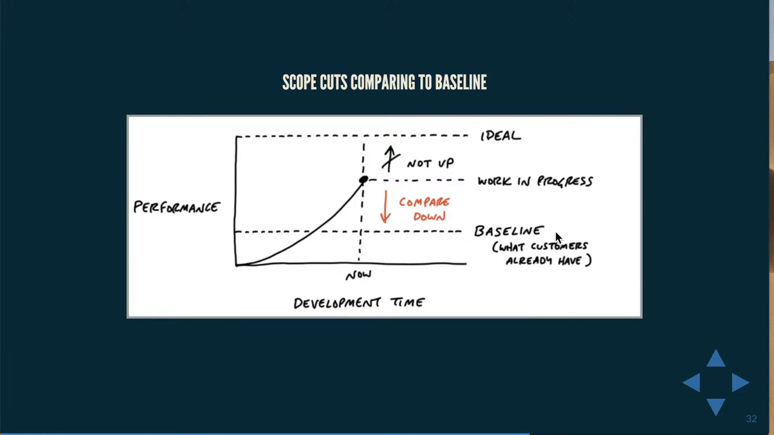So here's a picture about comparing the baseline, where you can see performance and development time. The baseline is this lower dotted line, and this is where we are in progress. Of course, we want to compare to this lofty perfection on top, but we should look down and say, look, we're this much better than the baseline. Customers have this, and we're going to be able to give them this.